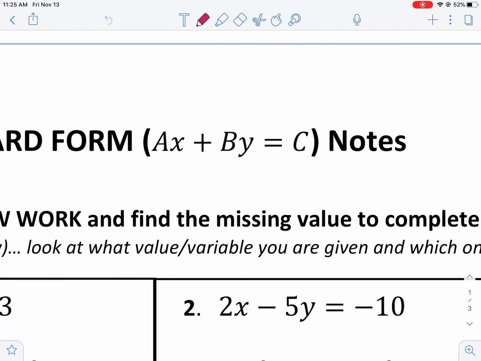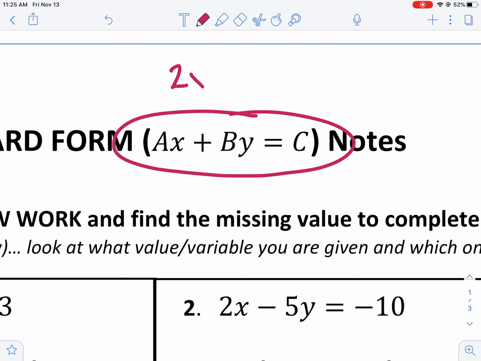Okay, so let's talk standard form. We have seen standard form, we just haven't given it the name standard form. So, we're used to seeing equations like this, something like 2x minus 4y equals 8. Okay, we're familiar with this. And typically what we do is we would take that 2x, move it over to here, and solve for y and get y by itself in order to put into slope-intercept form.